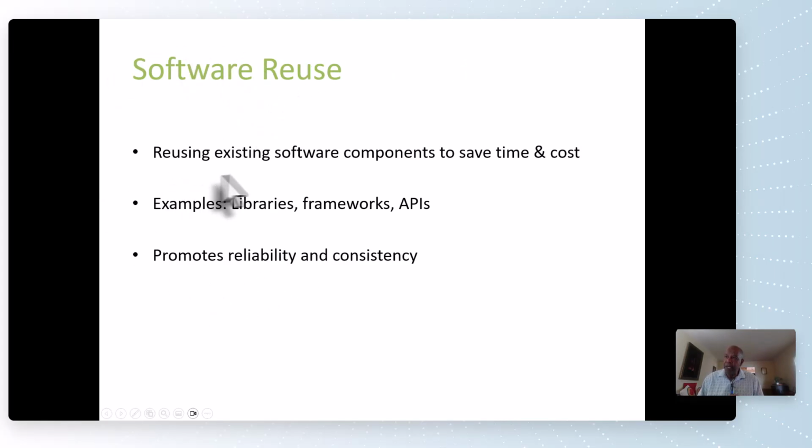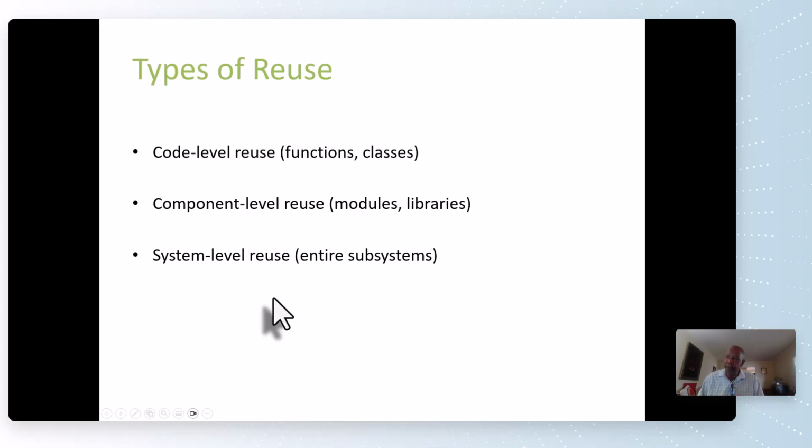Software reuse: reusing existing software components to save time and costs. For example, libraries, various frameworks, APIs, application program interfaces. It promotes reliability and consistency.